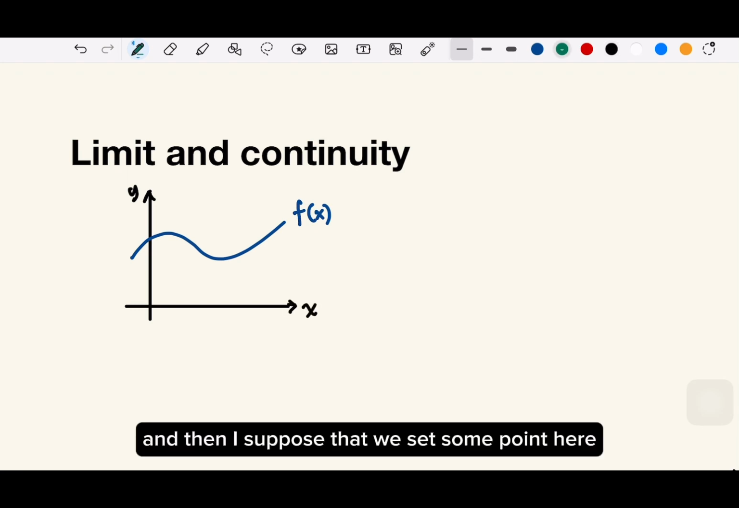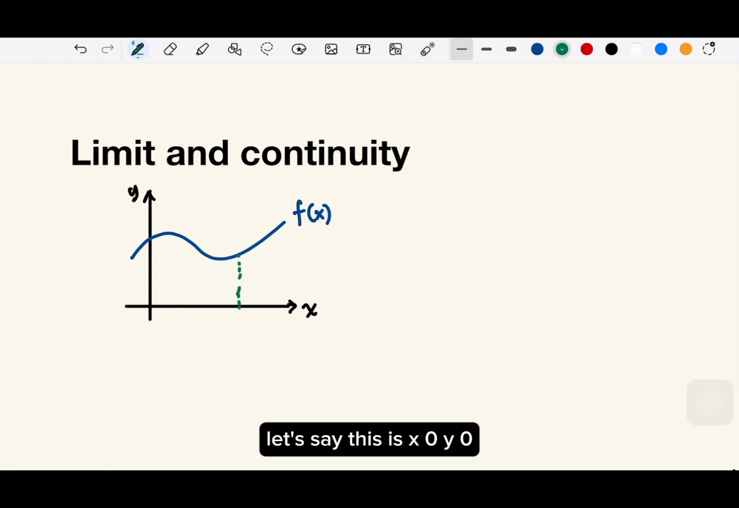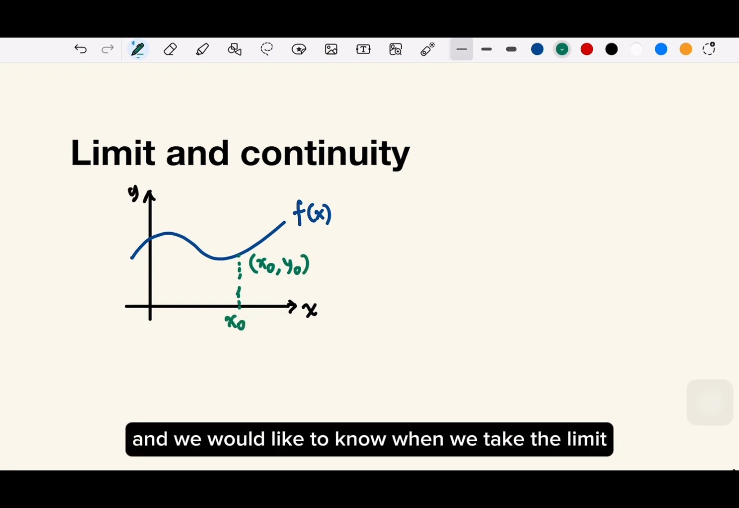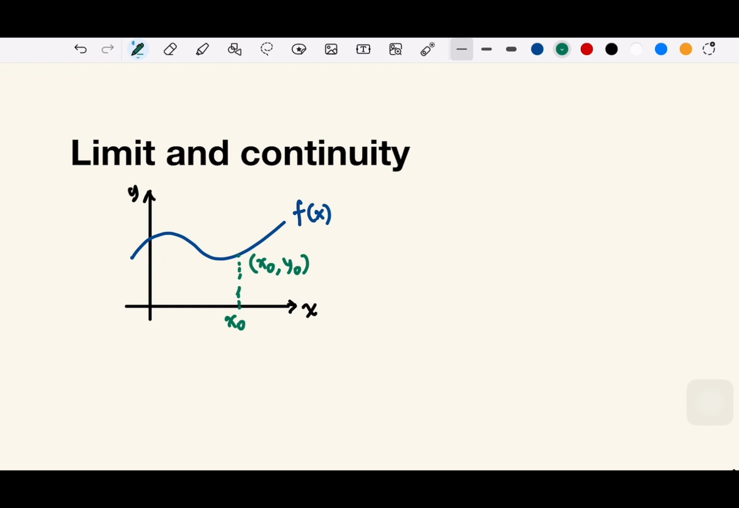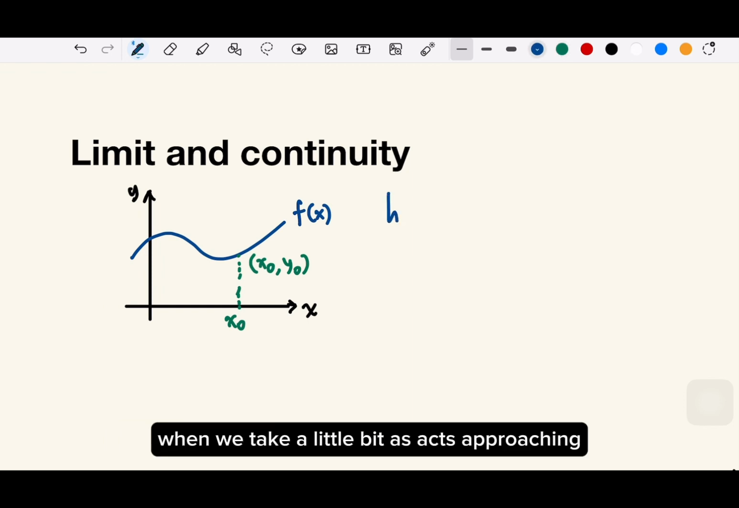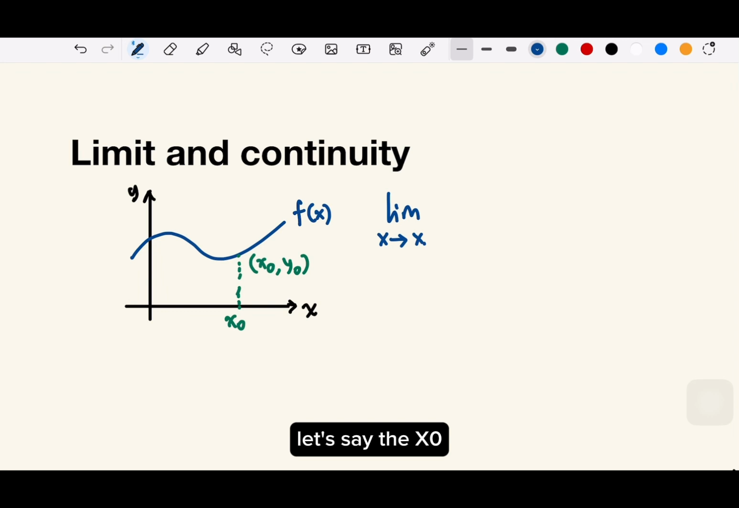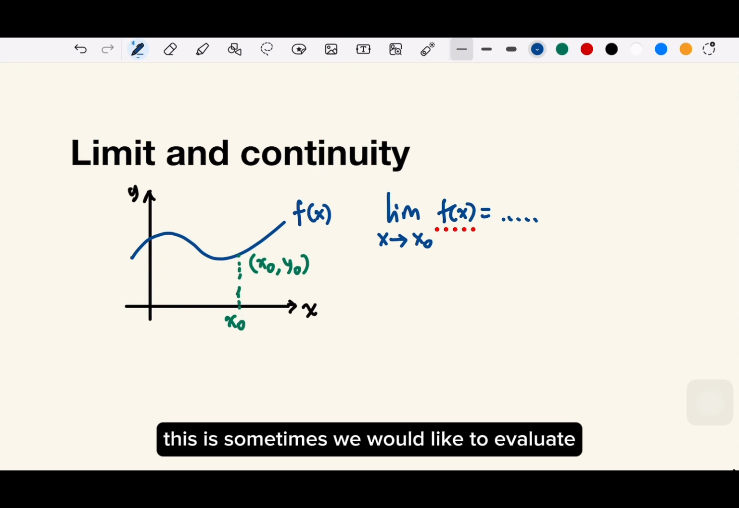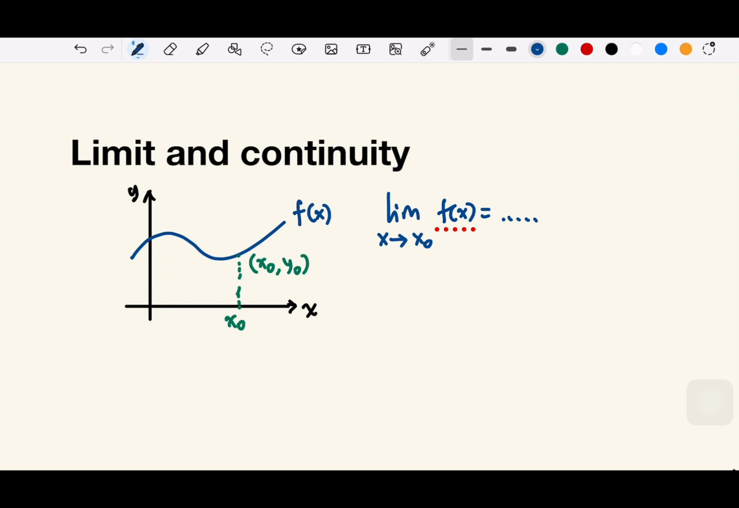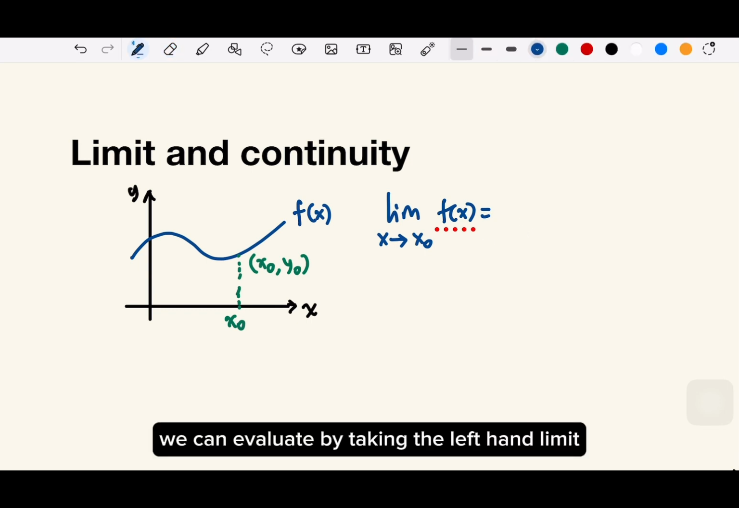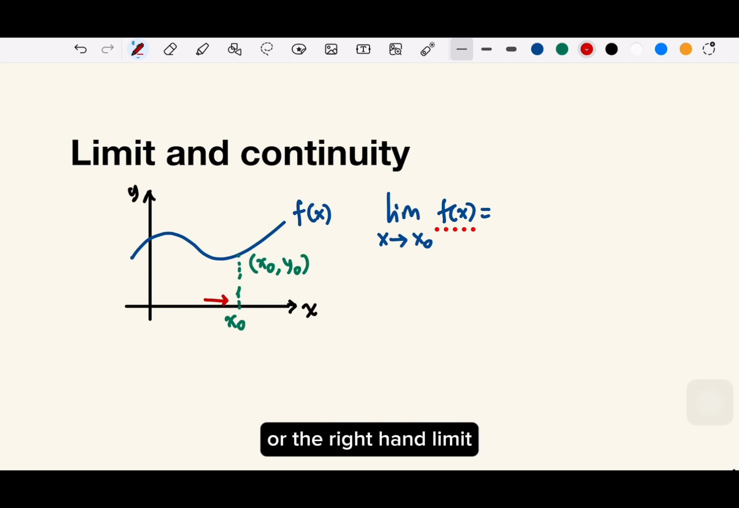And then suppose that we set some point here. Let's say this is x0, y0. So this is x0. And we would like to know when we take the limit as x approaches, let's say, x0. Sometimes we would like to evaluate this, like in calculus 1, right? And how to evaluate this? We can evaluate by taking the left hand limit or the right hand limit.